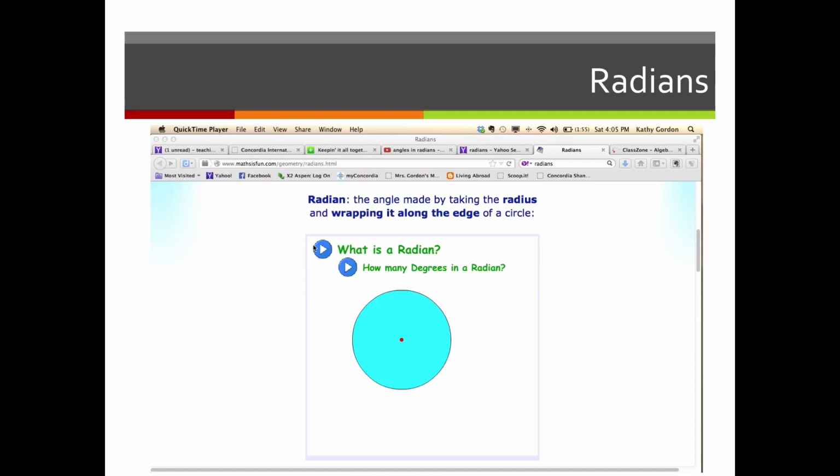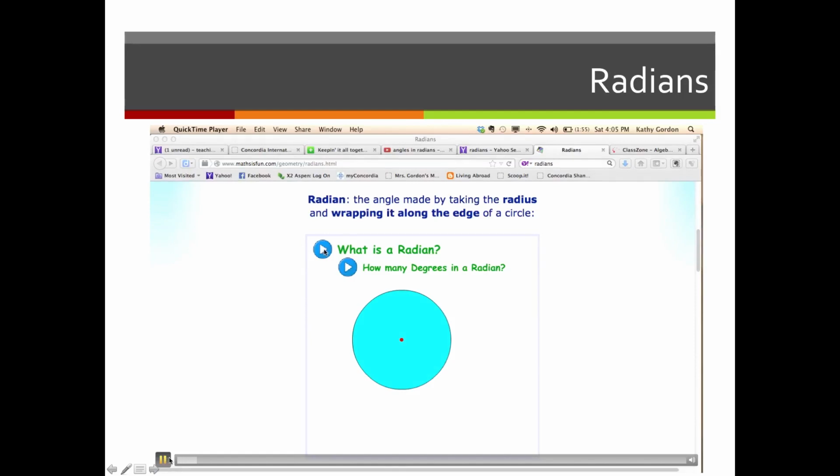So it's kind of a strange concept to get your head around. But for right now, I just want to show you where this idea of a radian comes from. Okay? And so we're going to use this little diagram here. I'm going to show it to you once, and then you're going to see it a second time.